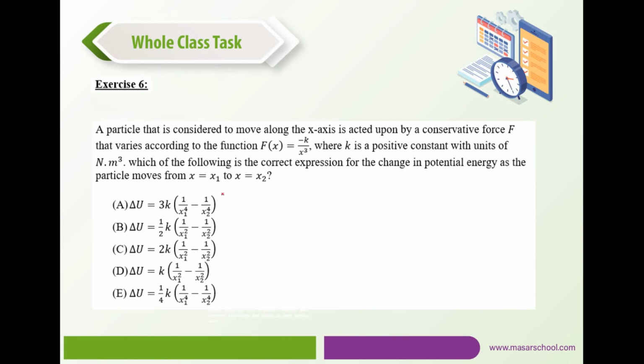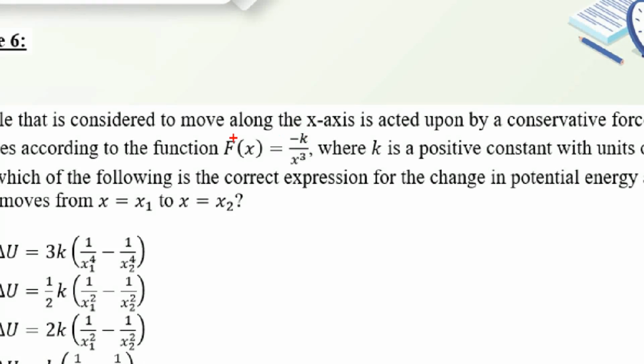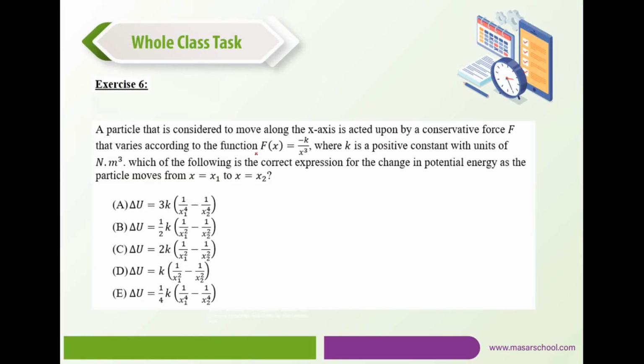A particle that is considered to move along the x-axis is acted upon by a conservative force F that varies according to the function minus k over x cubed, where k is a positive constant with the units of Newton per meter cubed. So now we know that the unit of k has been fixed such that F would be in newtons. Which of the following is the correct expression for the change in the potential energy as the particle moves from x1 to x2?